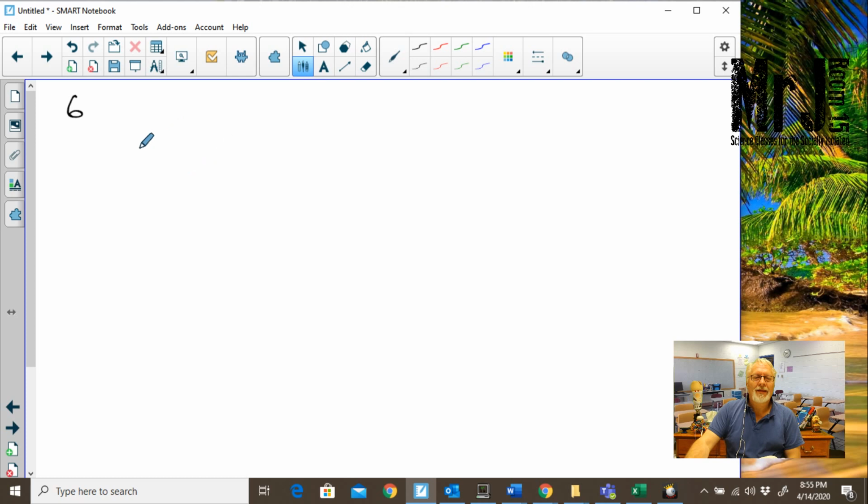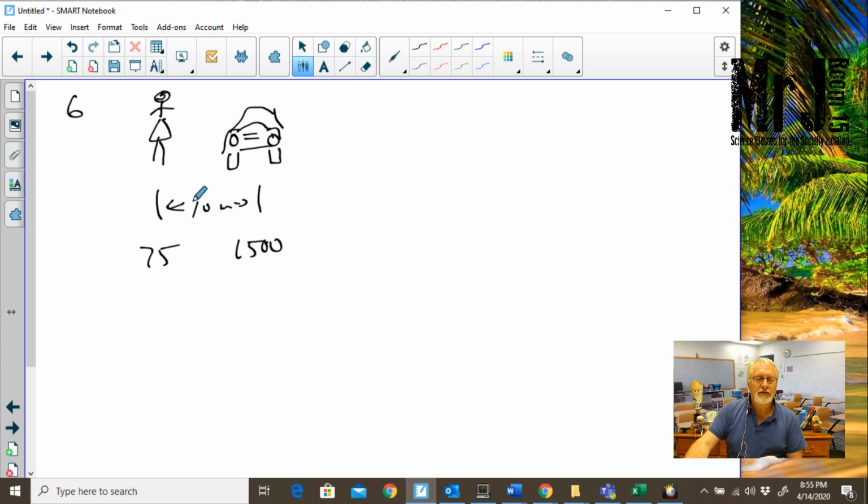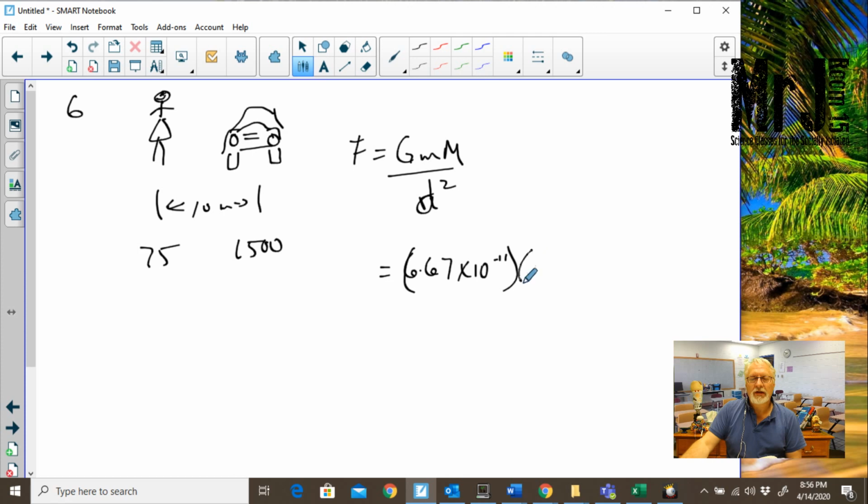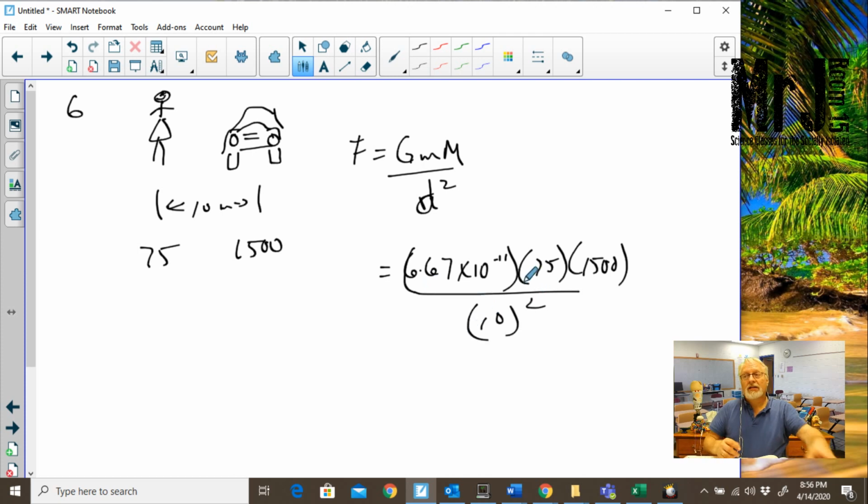All right. So here we have a question: what's the gravitational attraction between a 75 kilogram student and her 1,500 kilogram car? So we've got 75, we've got 1,500, and they are 10 meters apart from their centers of mass. All right, so this is just going to be F equals G M M over R squared. So that's going to be equal to 6.67 times 10 to the negative 11 times 75 times 1,500 divided by 10 squared.